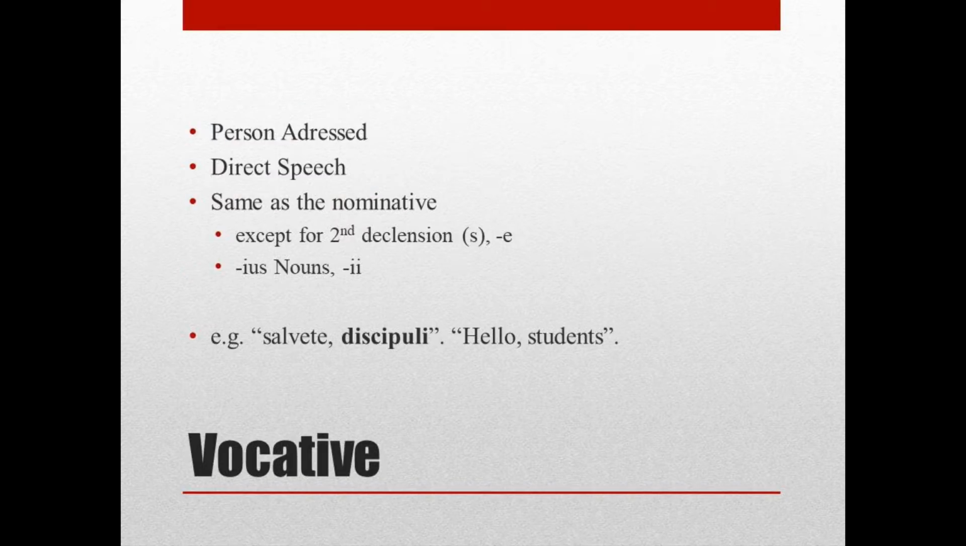The vocative. This case is used for the person addressed, and it is used in direct speech. And the endings are the same as the nominative, except for the second declension singular form, which ends in an E, and for nouns ending in IUS, which end in a double I. For example, salvete discipuli. This means hello students, and discipuli is in the vocative.